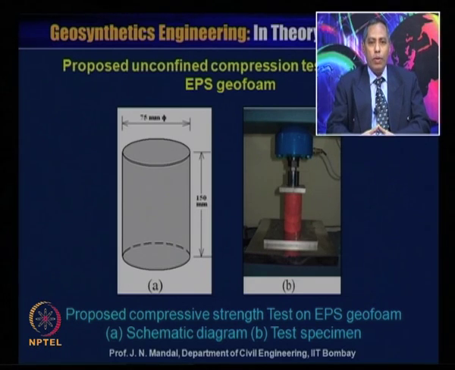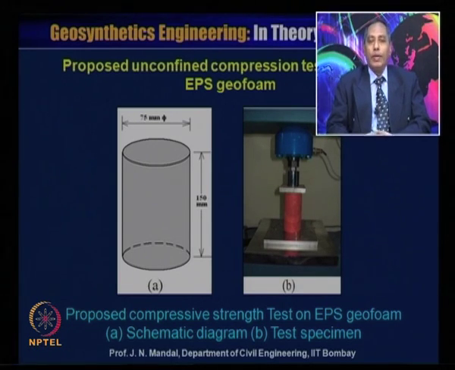Because you may be aware of the triaxial compression test of the soil, that looks cylindrical in shape, and the ratio of height to diameter is about 2. So, here the diameter is considered about 75 millimeter and height is double, that is 150 millimeter. So, this type of unconfined compression test is being proposed on the EPS geofoam.